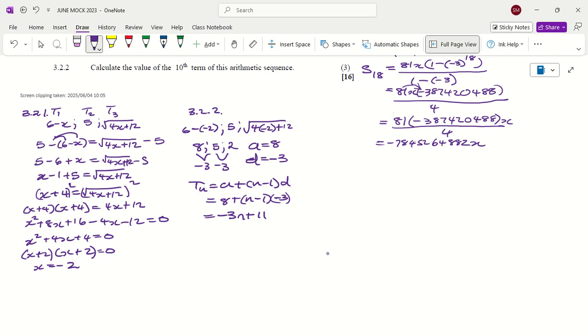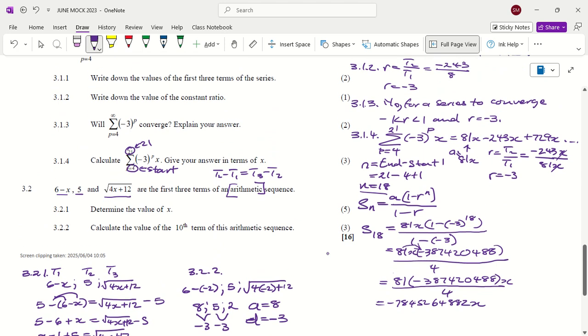Then now we are going to substitute what? 10. So we need 10, right? Which is negative 3 times 10 plus 11. What is that? Negative 19. Very simple, right?